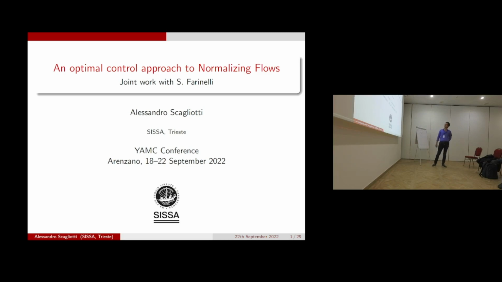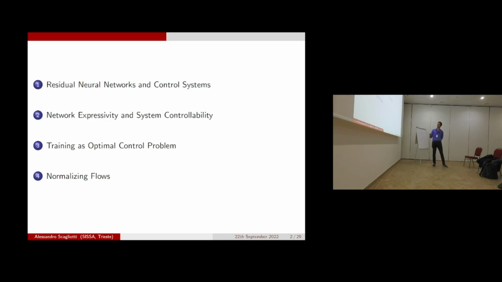I'm going to talk about an optimal control approach to normalizing flows. In the very first part of this presentation, we will deal with the interplay between residual neural networks and control theory. So we will try to understand why we can use control systems to model or to provide a mathematical understanding of residual neural networks. Then we will see the interplay between the notion of network expressivity and the notion of system controllability. And then we will see in this framework that the training of the ResNet can be seen as the resolution of a proper optimal control problem. And finally, we will tackle the problem of normalizing flows.